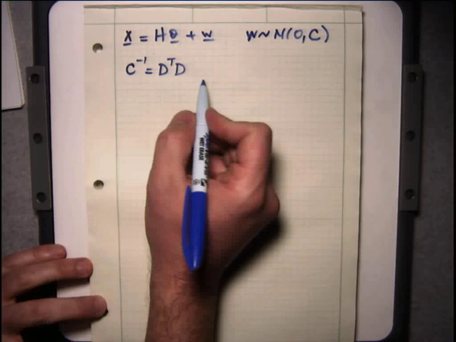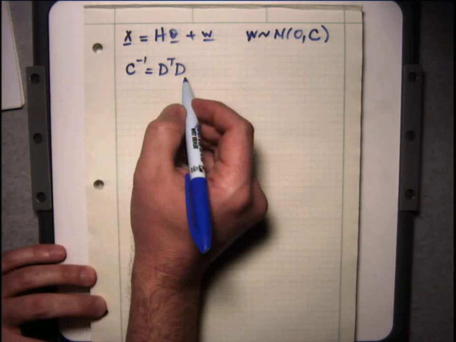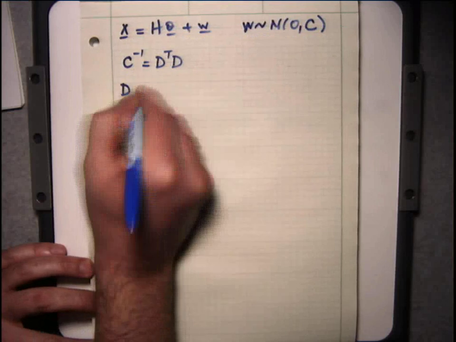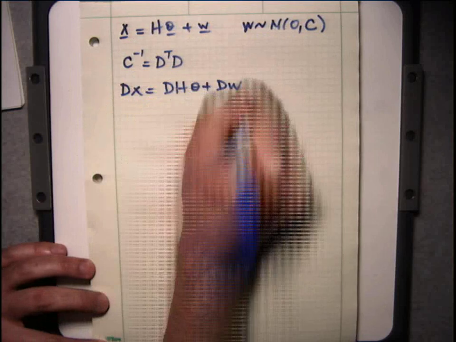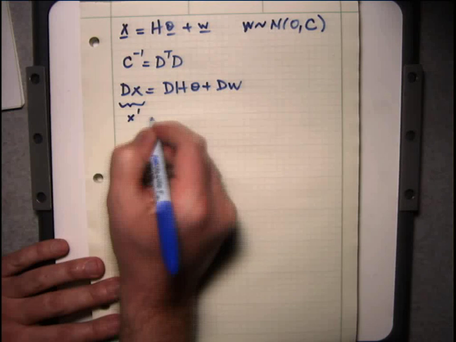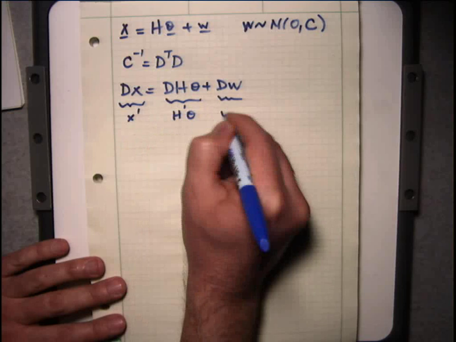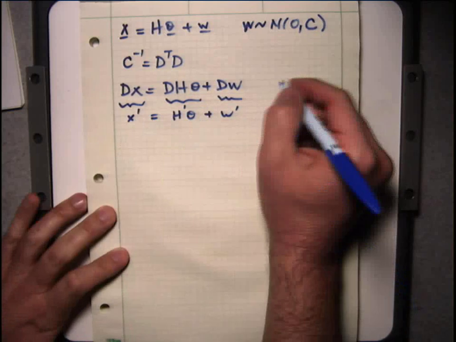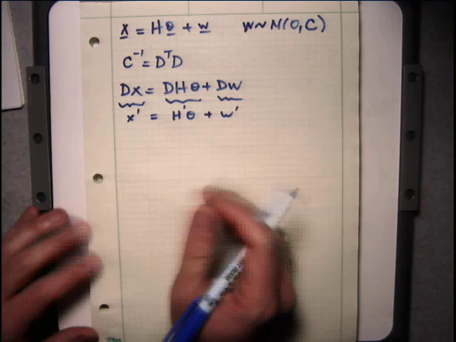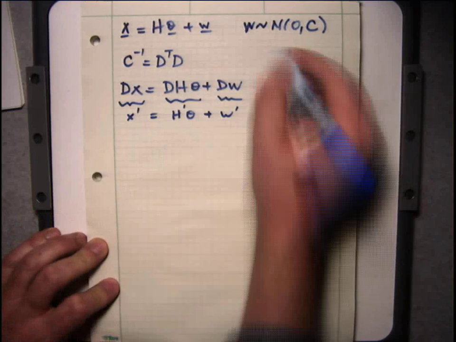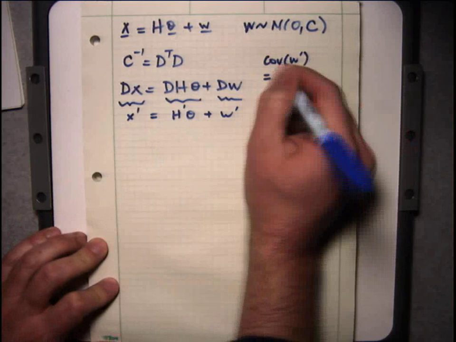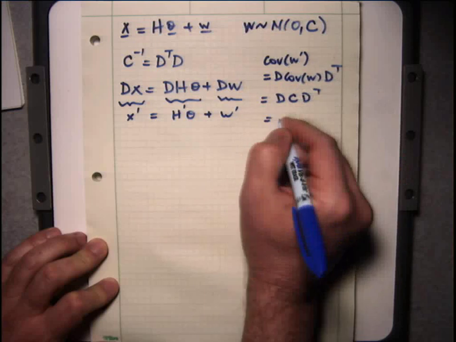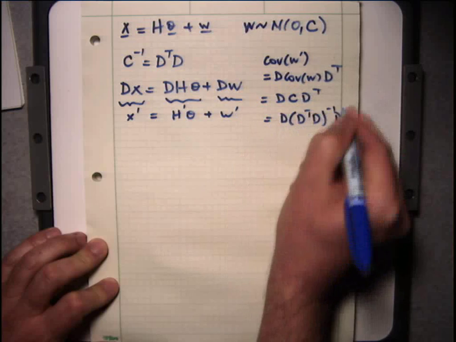All right, so we write this out, and then we use the matrix D to change this equation to the standard form that we've already studied. So we multiply both sides of this equation by D, and we get DX equals DH theta plus DW. And you can just redefine this as X prime, this as H prime times theta, and this as W prime. So this becomes X prime equals H prime theta plus W prime. And now, the nice thing about it is that W prime is a standardized random variable. In other words, it has a covariance matrix which is identity. And that's easy to see. The covariance of W prime is D times covariance of W times D transpose, which is D C D transpose, which is D transpose D inverse D transpose, which is identity.